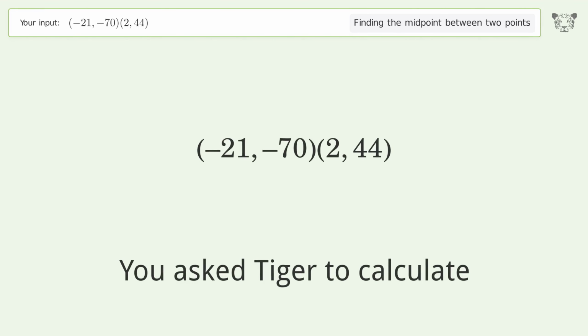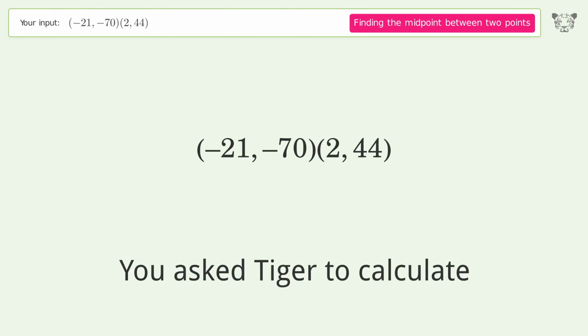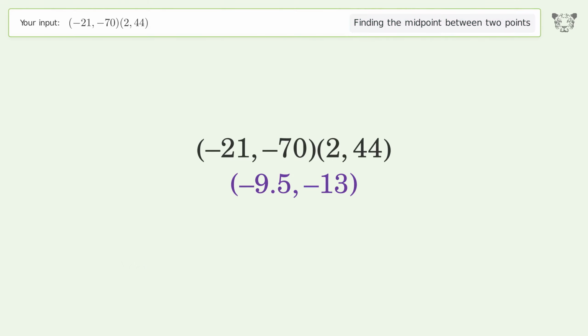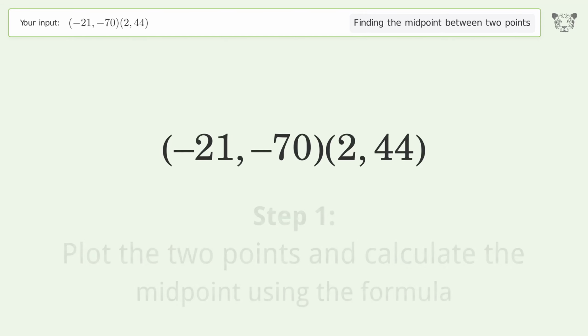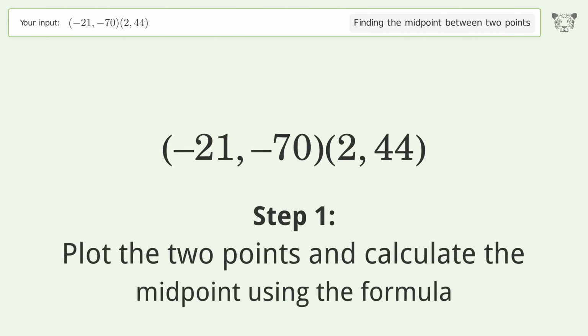You ask Tiger to calculate. This deals with finding the midpoint between 2 points. The midpoint between the 2 points is -9.5, -13. Let's solve it step by step. Plot the 2 points and calculate the midpoint using the formula.